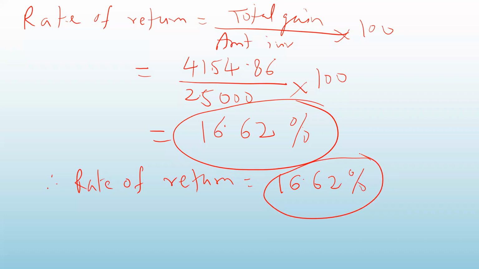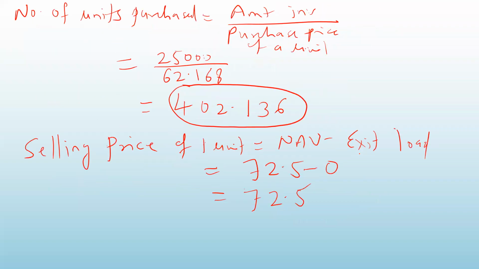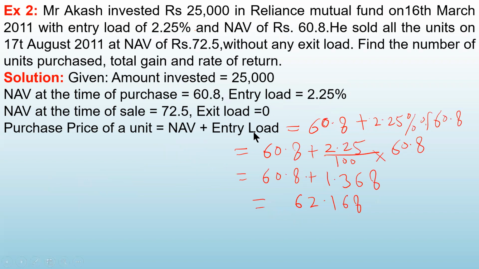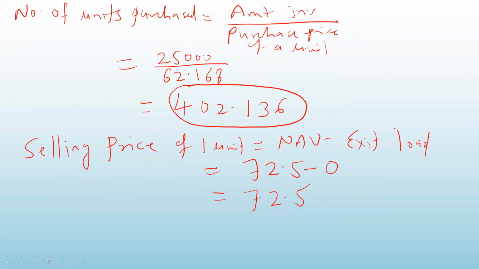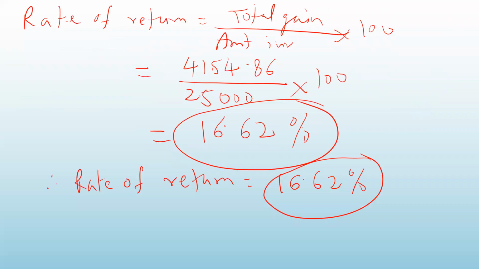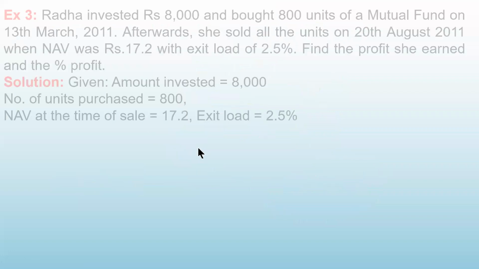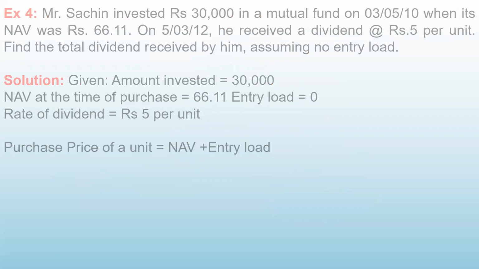We have solved two problems today. In the first problem, there were no entry load and exit load. And in the second problem, which we just solved, there was entry load, but no exit load. We will solve more problems in the next class. In both the problems, there was no dividend. Next time we will solve the problem where we will calculate the dividend also. Okay, so I hope you have understood this.